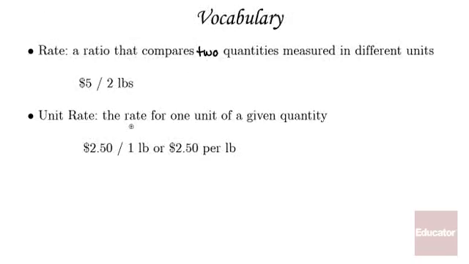A rate is a ratio that compares two quantities which are measured in different units. For example, $5 for every 2 pounds. So we have two quantities being measured, the 5 and the 2, and the units are different, dollars versus pounds. The unit rate talks about the rate for 1 unit of a given quantity. So by the above example, instead of looking for 2 pounds, let's look for 1 pound, represented by unit rate. And in that case, it would be $2.50 for 1 pound, or $2.50 per pound.